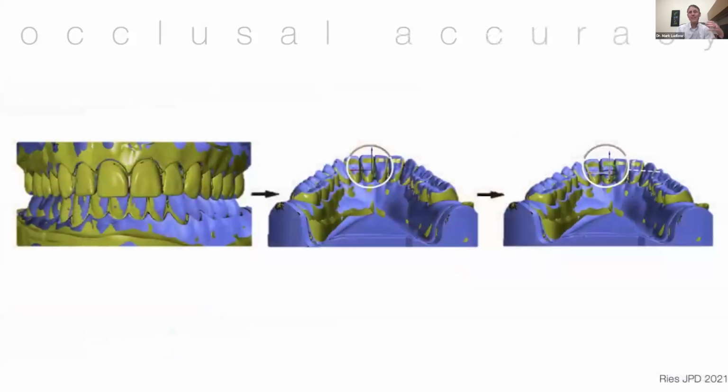Now, when we look at the data relative to the occlusion that we can get with scanners versus what we've always done with conventional PVS, I think this Reese's paper right here is probably the best one out there. And what they did is they looked at mandibular deviation. That's how we see if we've got a problem with occlusion, okay? And they had 3 different groups in it.